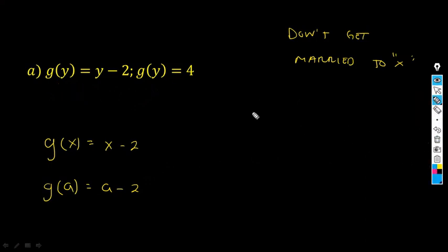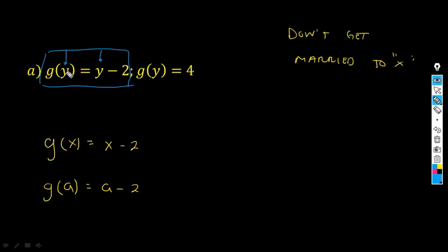Okay, they don't really mean anything. All that this thing is telling you is that g is a function that takes a number, and as output it will give you such number minus 2. That's all that this is saying.